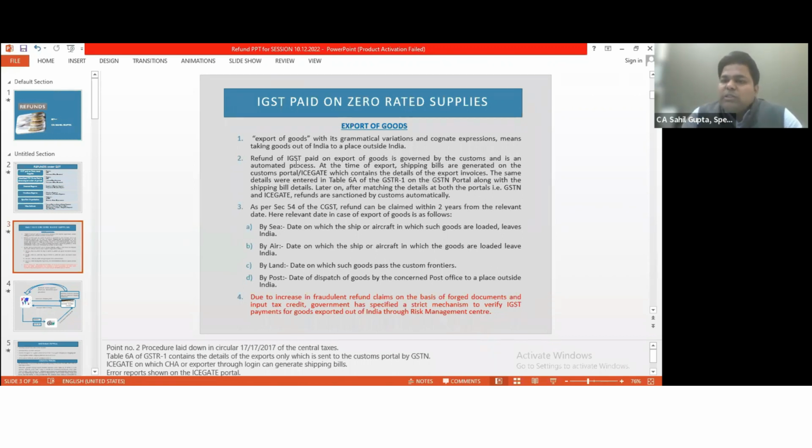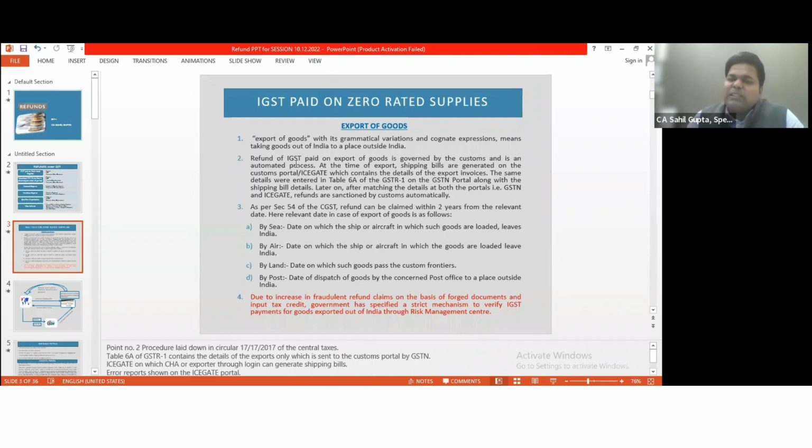In case of export of goods, government scrutiny has increased very much due to fraudulent refunds. Government has taken very severe actions on the exporters, and the government has provided a risk management process, initiated through the arm called DGARM. Through that, they are providing a complete process in which risk parameters are defined, persons who are exporting the goods and taking refunds on the basis of fraudulent invoices and fraudulent ITCs are identified, and a thorough verification process has been provided for those persons.